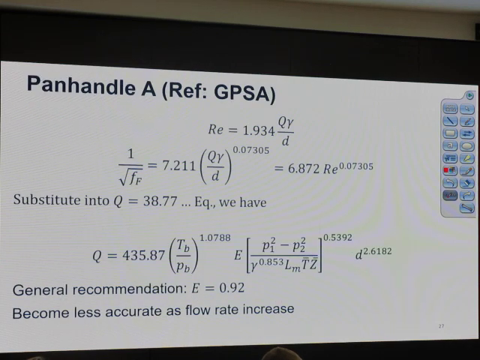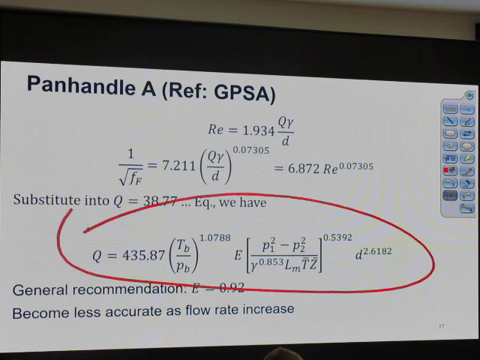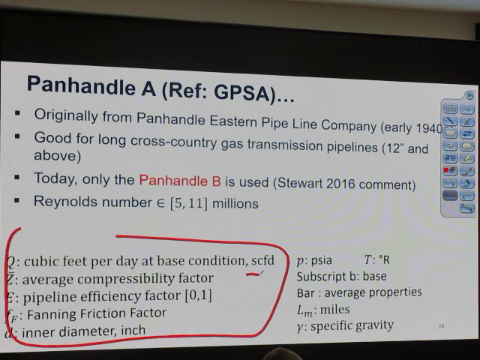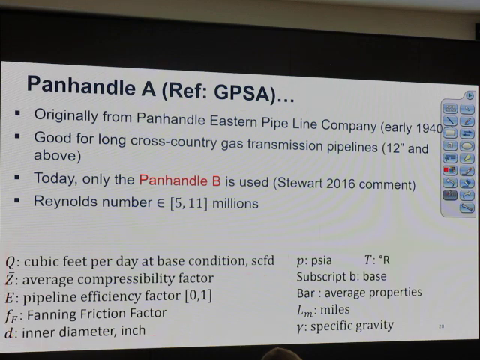The next one is Panhandle A. Panhandle A recommends E equal to 0.92. That's the equation, just put it in. The unit is over here: SCFD, standard cubic feet per day, not MM. Okay, that's the unit.